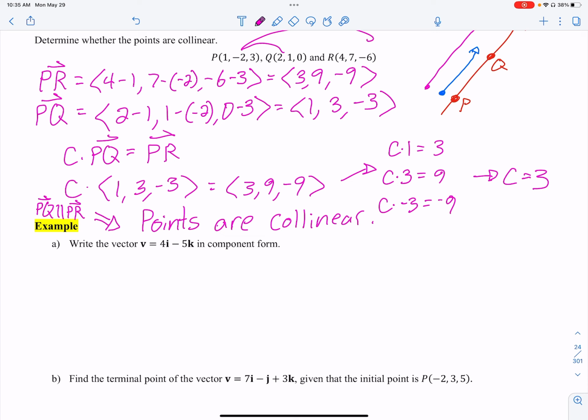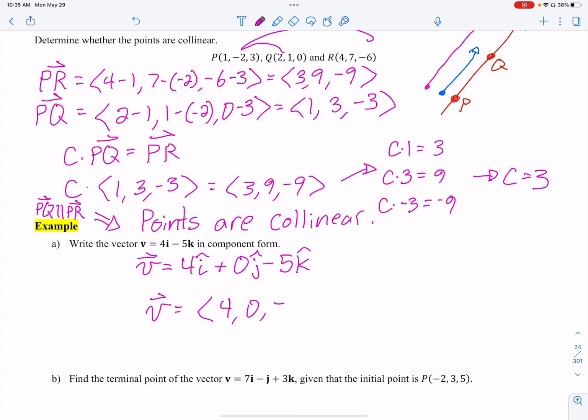high school algebra class. Okay, so this next example, write the vector in component form. I want you to notice something. You don't need to write this, but I want to point it out. I got 4i plus 0j minus 5k. I don't know if you noticed that it's not a two-dimensional vector. It's a three-dimensional, but it's missing the j. So if I wrote it in component form, then component form is 4, 0, negative 5.